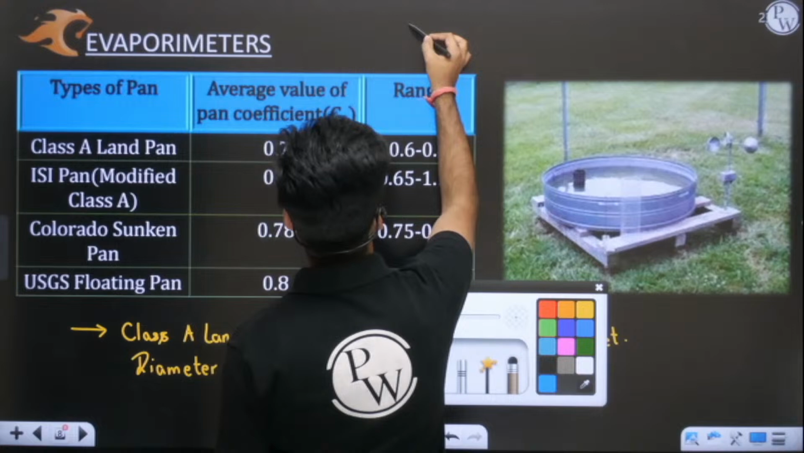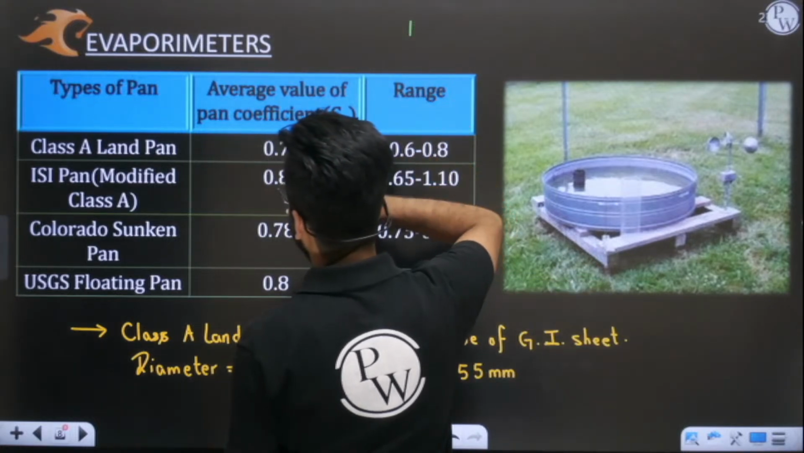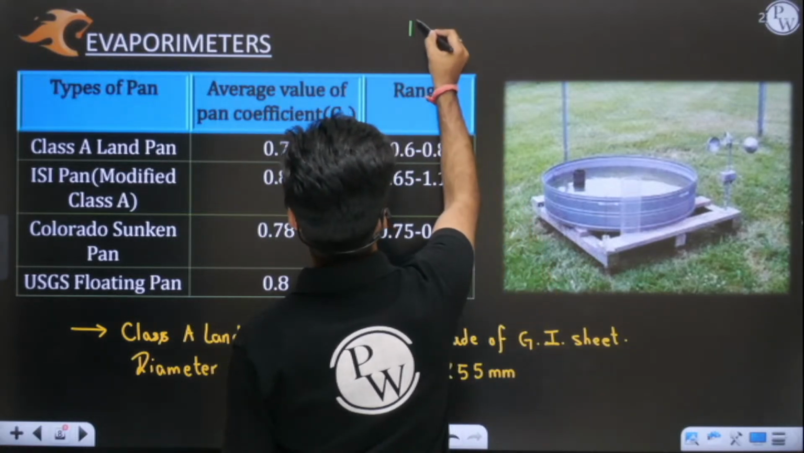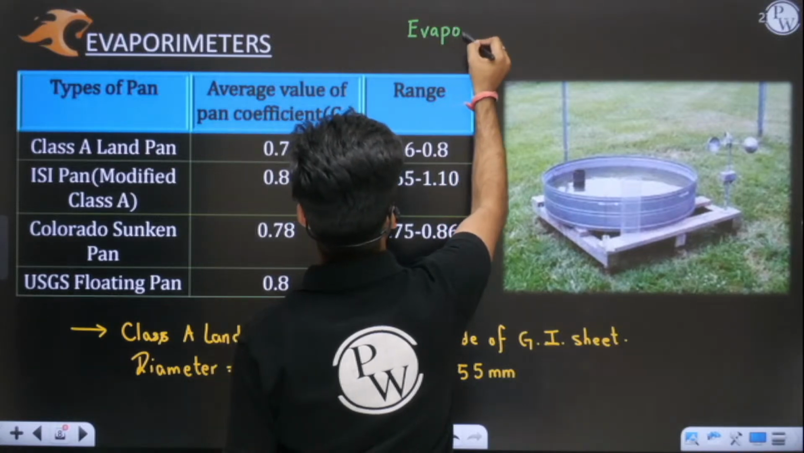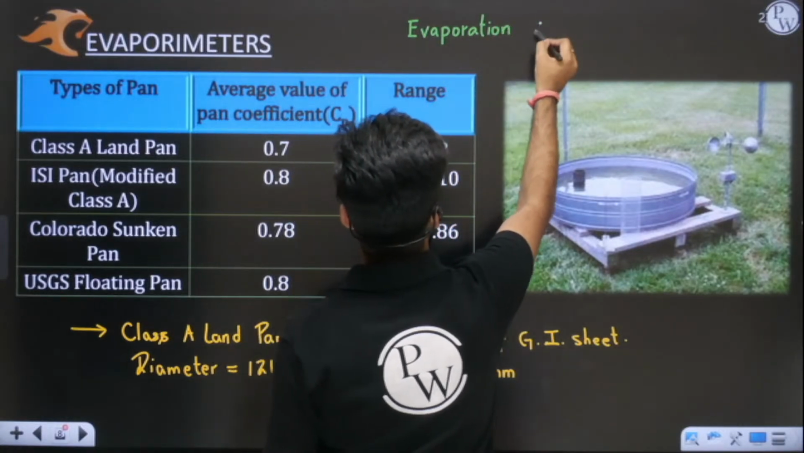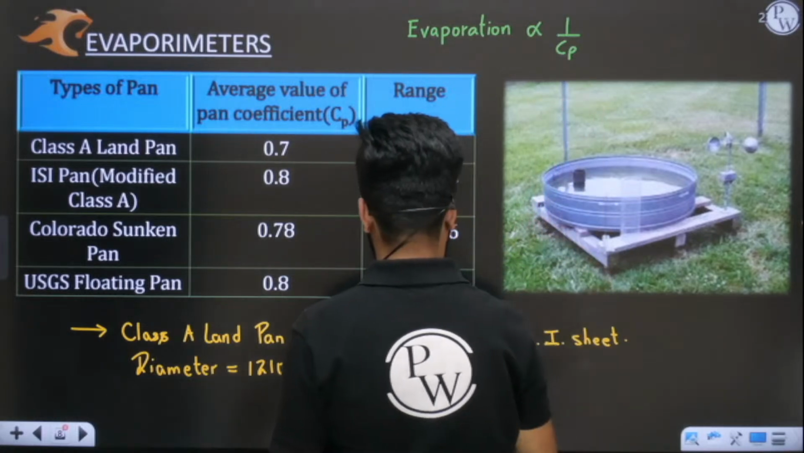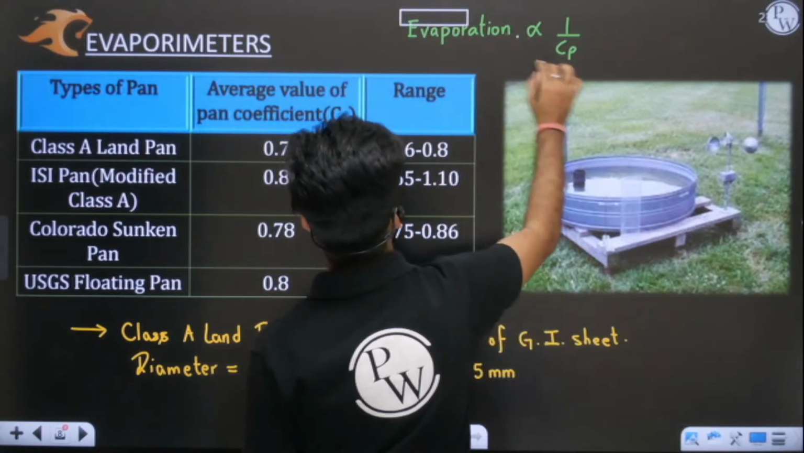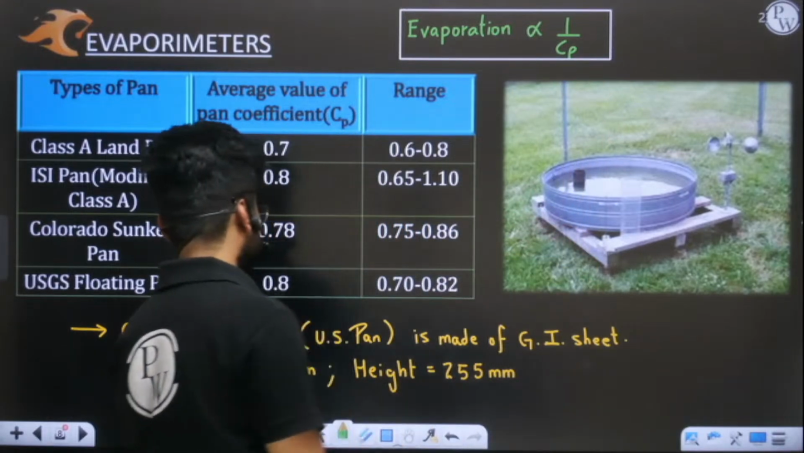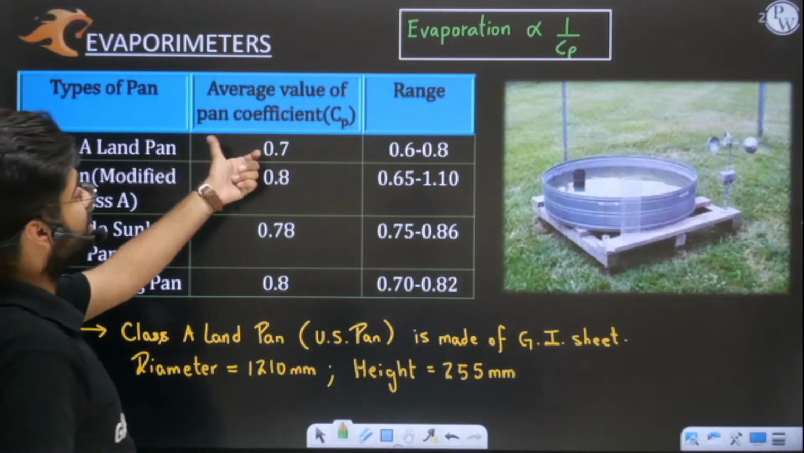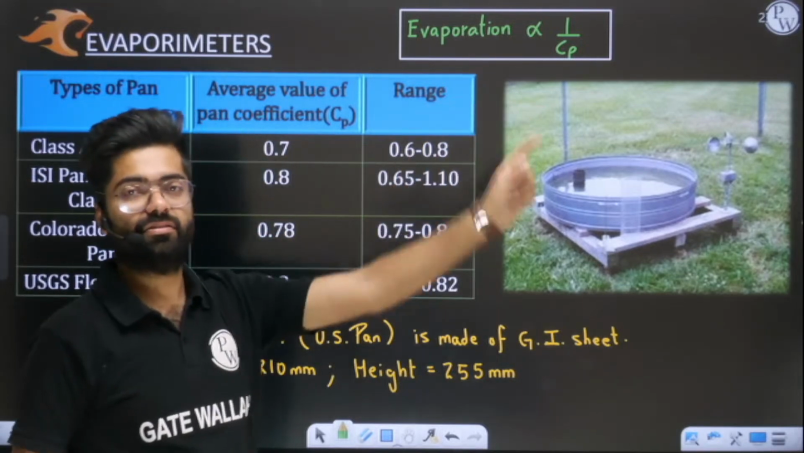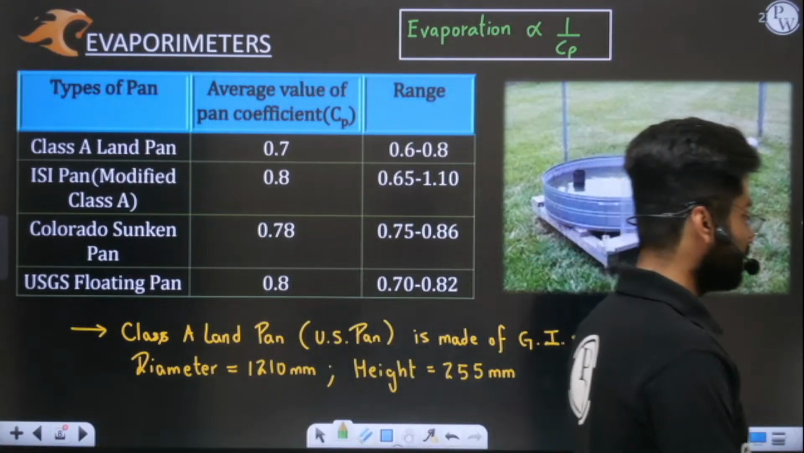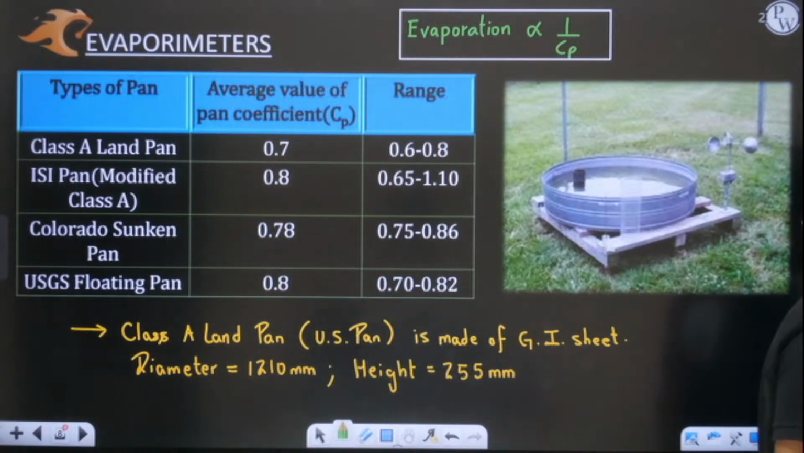Okay, let me write it here: the amount of evaporation is inversely related to Cp. Since the Class A pan has the lowest Cp, its evaporation is highest. Have you understood now? Tell me. Not so important, but still I have explained it to you.